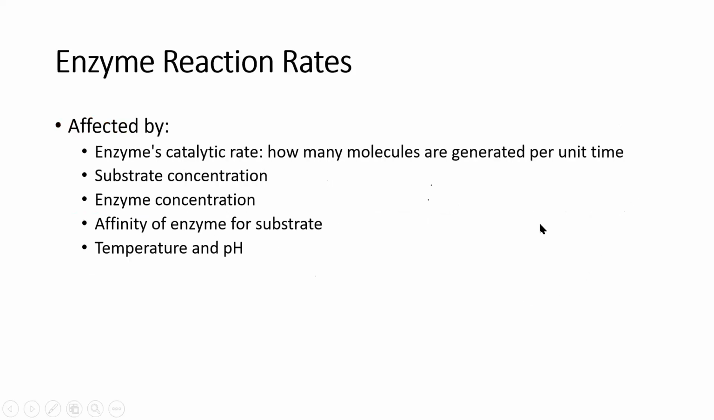All right. Now, in terms of the rate of the reaction, let's talk about some factors that affect how fast the reaction goes in the presence of an enzyme. So an enzyme's catalytic rate is how many molecules are generated per unit time. That is going to be affected by the substrate concentration for one. So if we have lots of substrate, the enzymatic reaction is going to proceed much faster. If we have a little bit of substrate, the enzymatic reaction will proceed much slower.